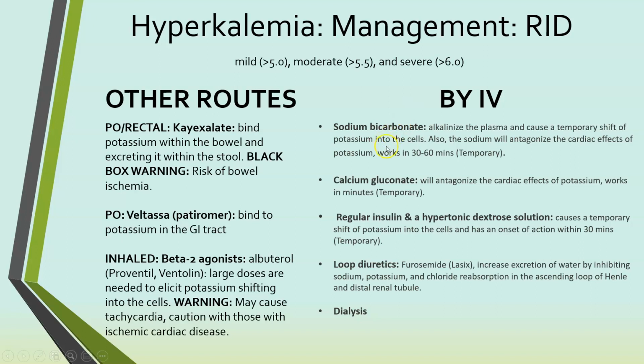Another way is to use regular insulin in a hypertonic dextrose solution. Again, it works typically within 30 minutes, and it is also a temporary fix. For patients, loop diuretics can be used. Furosemide, or Lasix, will increase the excretion of water by inhibiting sodium, potassium, and chloride reabsorption in the ascending loop of Henle and the distal renal tubules. Another means can be through dialysis. But a lot of times we use loop diuretics.